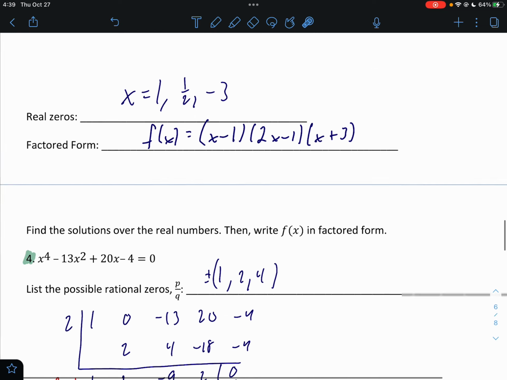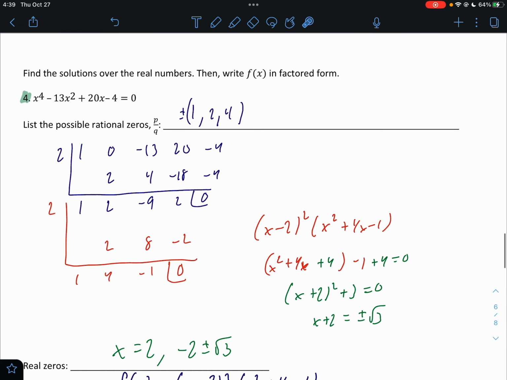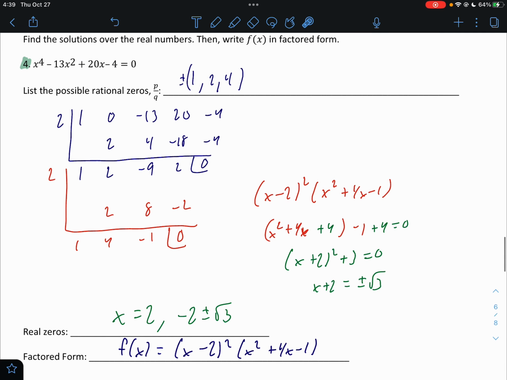All right, here are the answers to number 4. This was a tricky one because for the first time here, we see that there could be a repeat answer. Okay, 2 is a repeat answer. It has multiplicity of 2, is what we would say. So 1 and 4 aren't going to work, which means the only way to do this would be to find 2 twice, and then the next part doesn't factor nicely, so we would leave our factored form like we have here.